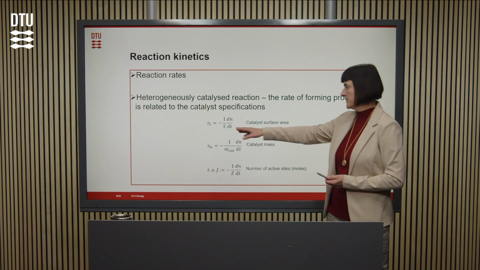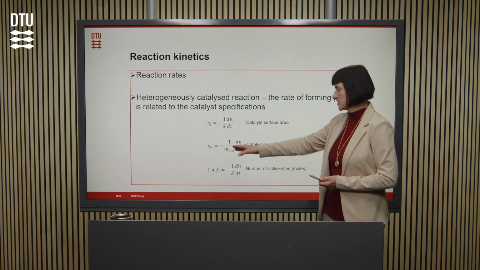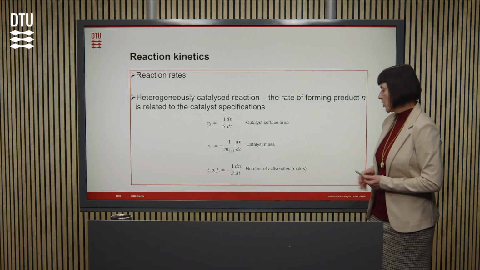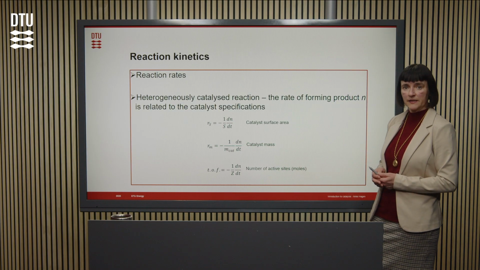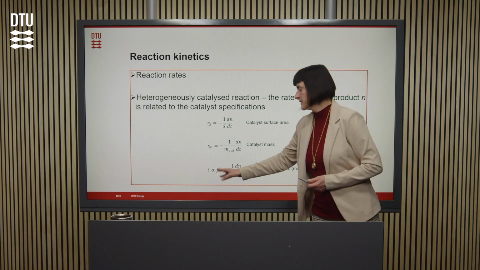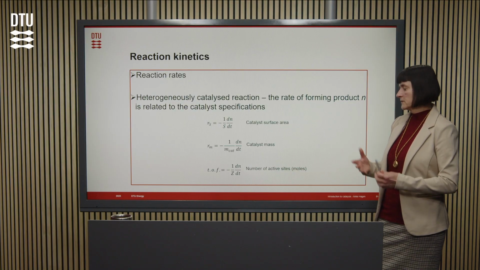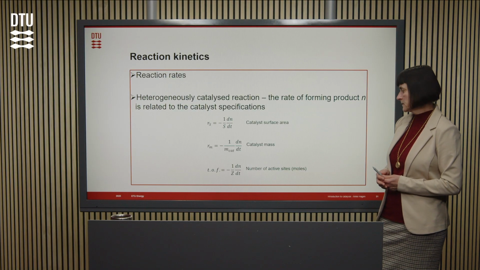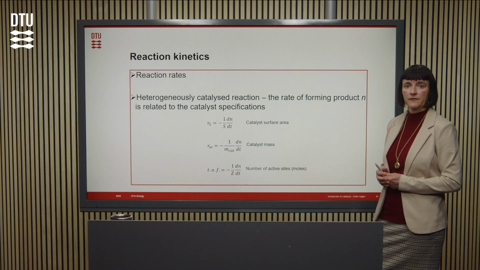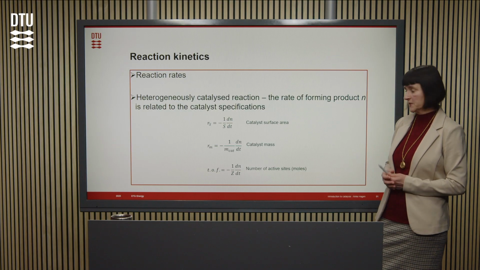Could be catalyst surface area, S, catalyst mass, M, or even the number of active sites. And then it gets a specific name. You often call it turnover frequency. And that is also kind of expression of a reaction rate, now related to the really number of active sites. So it's a very specific number.